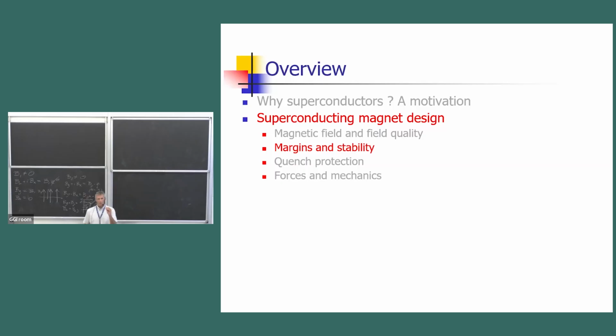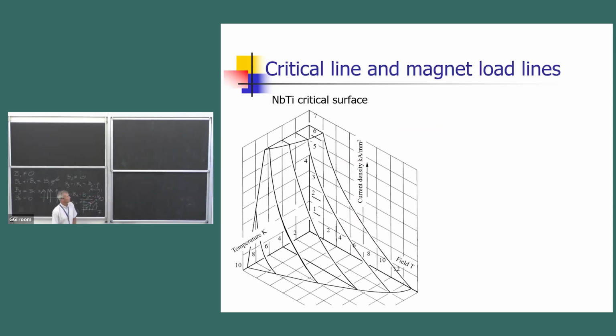Let's look now at three distinct properties which are important for the successful operation of a magnet. First, margins and stability. So how do you make sure that the superconductor works as you intended? Second is the quench protection. What happens if you're no longer a superconductor? Third, forces and mechanics. You see why these are important. All right, so margin and stability.